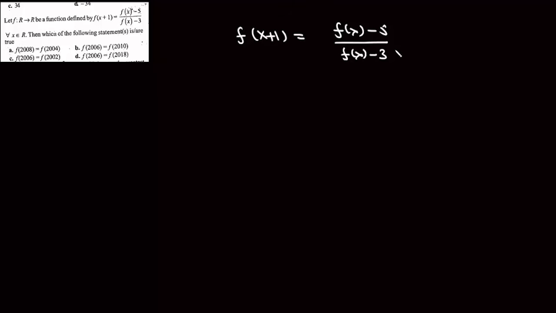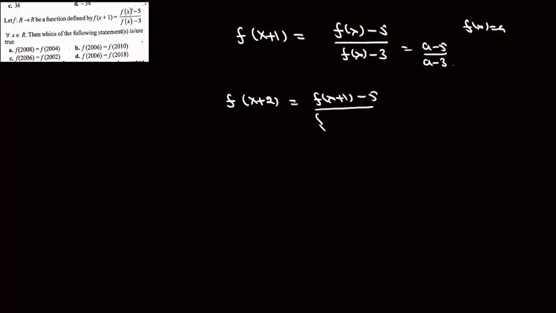So let's check. For brevity, we'll say f(x) is a, so f(x+1) will be (a - 5)/(a - 3). Now f(x+2) will be (f(x+1) - 5)/(f(x+1) - 3). Now f(x+1) is (a - 5)/(a - 3), so it is ((a - 5)/(a - 3) - 5) over ((a - 5)/(a - 3) - 3).